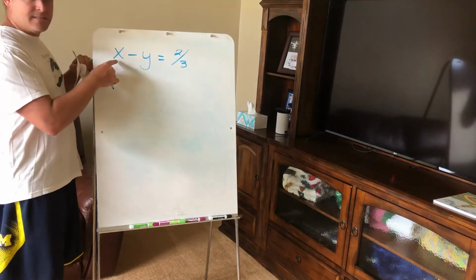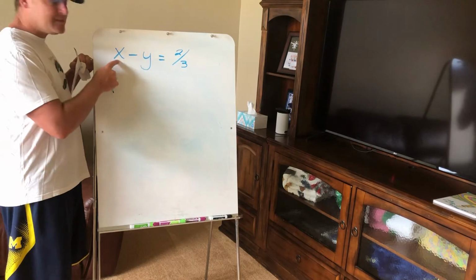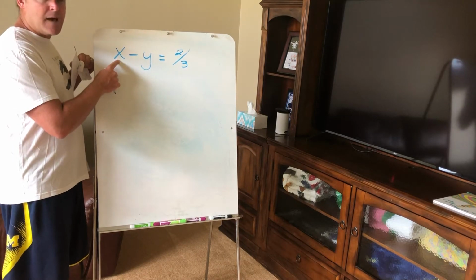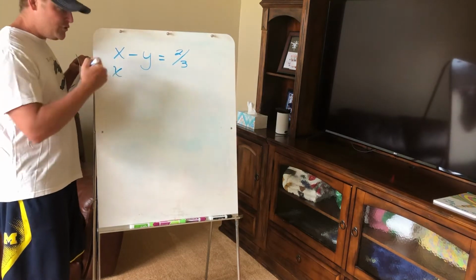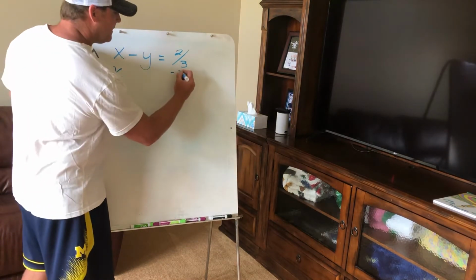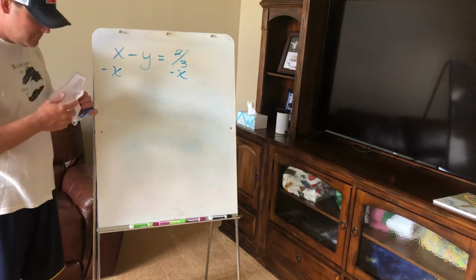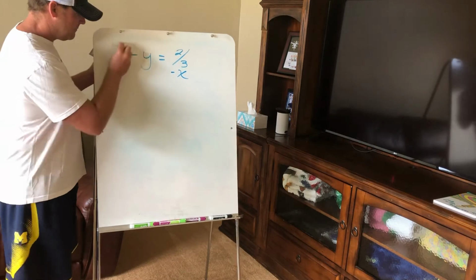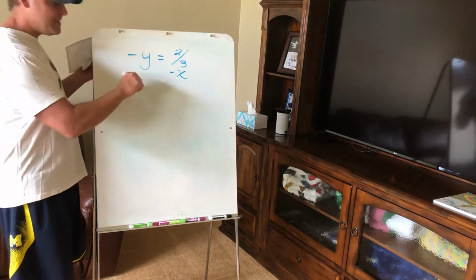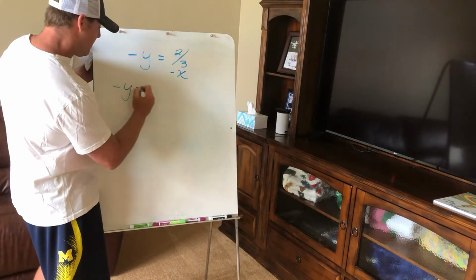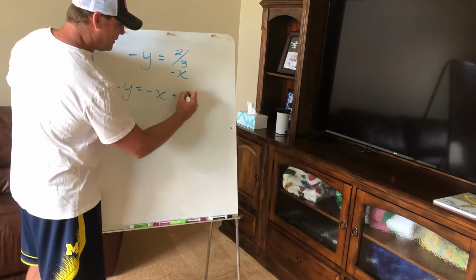So again, we have this x that is now being subtracted by y. And since this x is positive, the opposite of a positive x is a negative x. What you do to one side of the equal sign, you have to do to the other. These x's form a neutral pair. So the x's are eliminated. So now what I have is negative y minus x, positive 2/3.